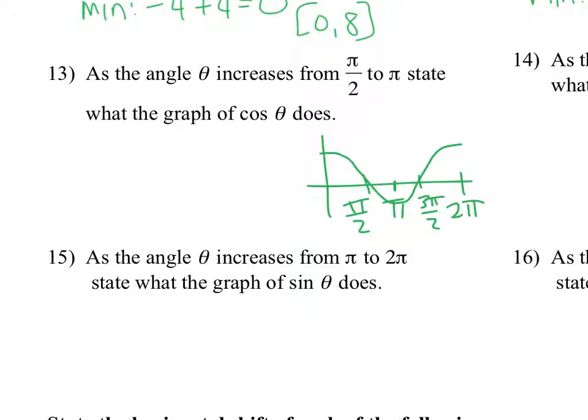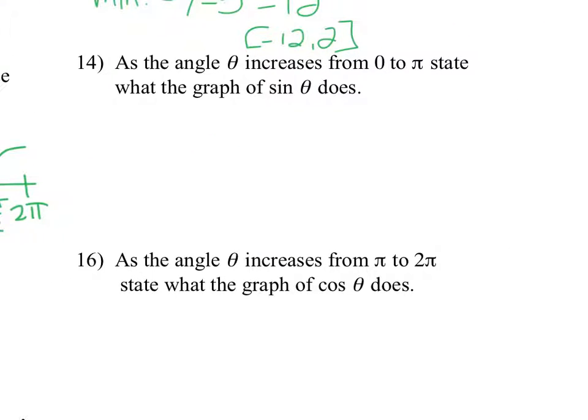So then you just look at the graph. As the angle increases from pi over 2, that's here, to pi, what does the cosine graph do? So from here to here, it's going down, so it's decreasing. That's all you have to do. Look at the graph and state if it's increasing or decreasing. It's a bit of review. We've done this kind of thing before, but you just have to do it with a sine and cosine graph.